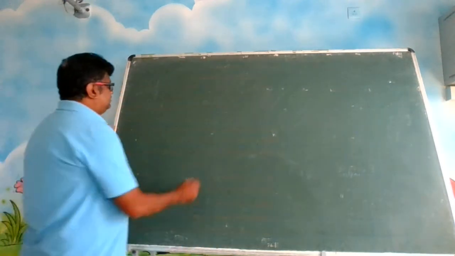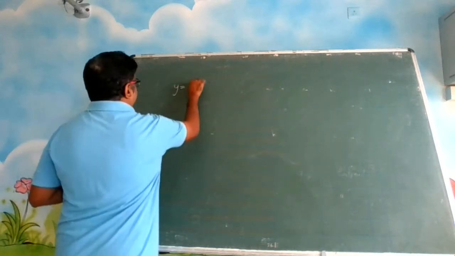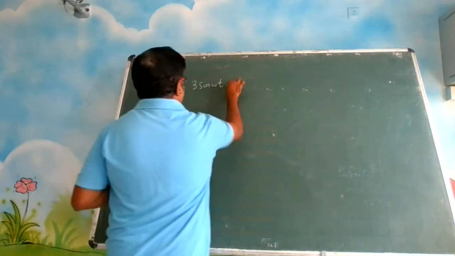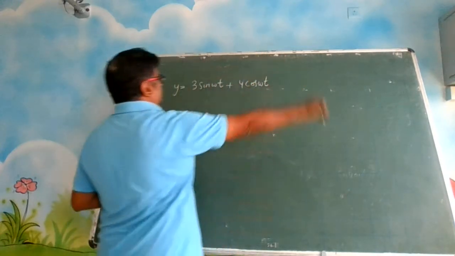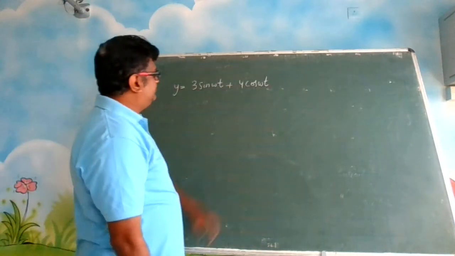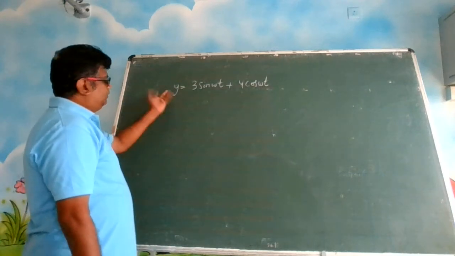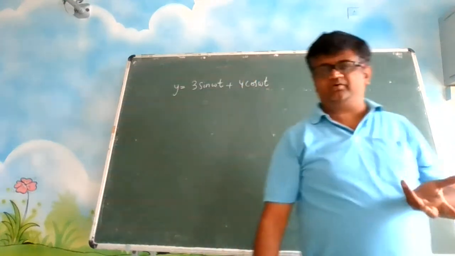Let us say a question is given like this: y is equal to 3 sin omega t plus 4 cos omega t. And what is y? Y is a displacement. Maximum displacement is amplitude.